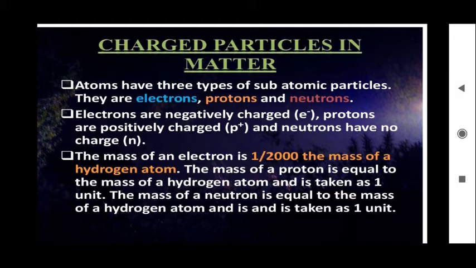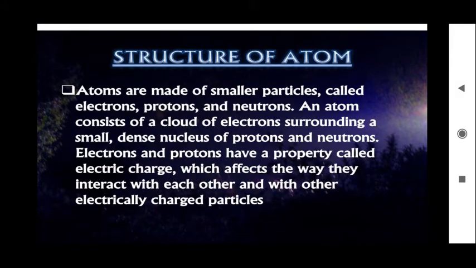Atoms are made up of small particles, as we know, electrons, protons and neutrons. An atom consists of a cloud of electrons surrounding a dense nucleus which is made up of protons and neutrons. Electrons and protons have a property called electric charge because electrons are negatively charged and the protons are positively charged, so they have a force of attraction between them. This affects the way they interact with each other and with other electrically charged particles.